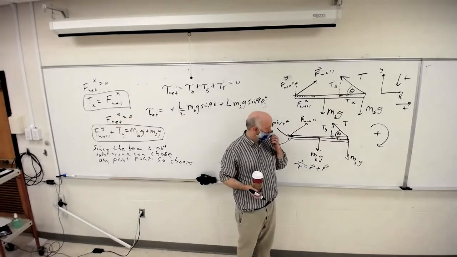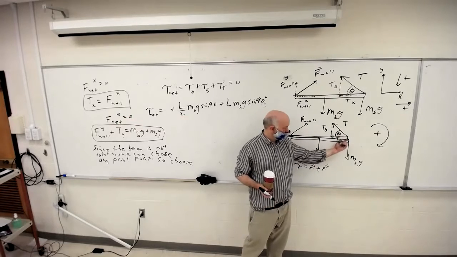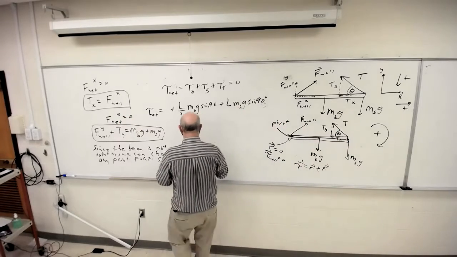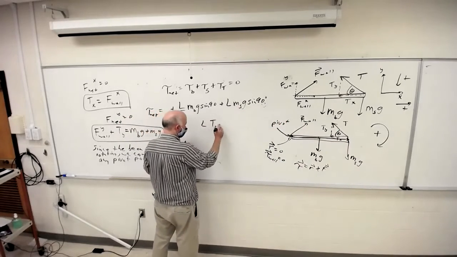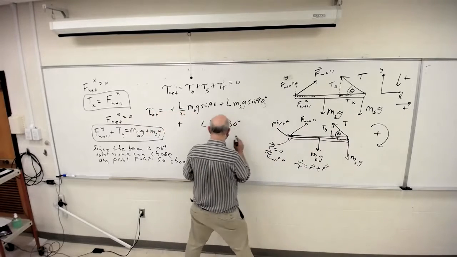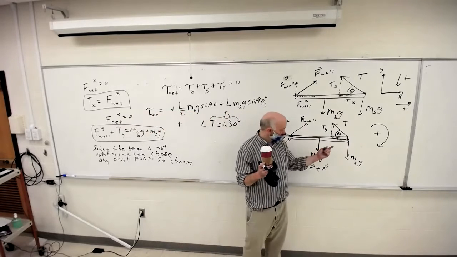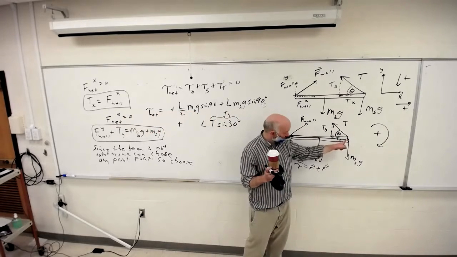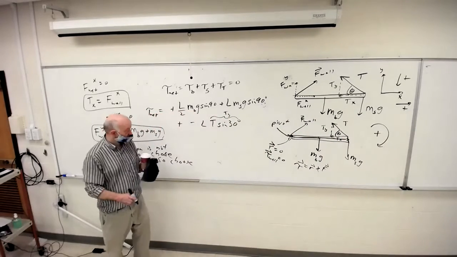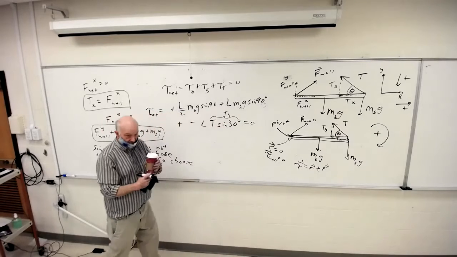So what is that? It's going to be L T sine of 30 degrees. That makes sense? The sine of 30 degrees gives the component of T that's perpendicular. But it's going to be negative, because this is causing a counterclockwise torque. This is going to try to make it rotate this way, so it comes in with a minus sign. So it's this plus this plus this, and they have to add together to equal 0. Does that make sense?